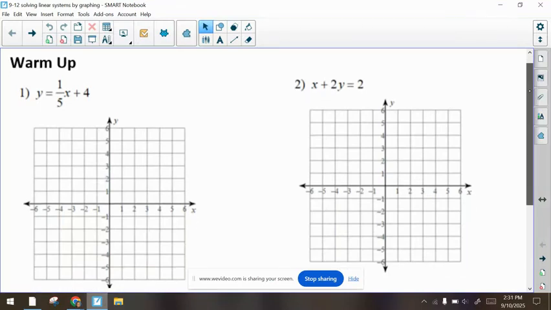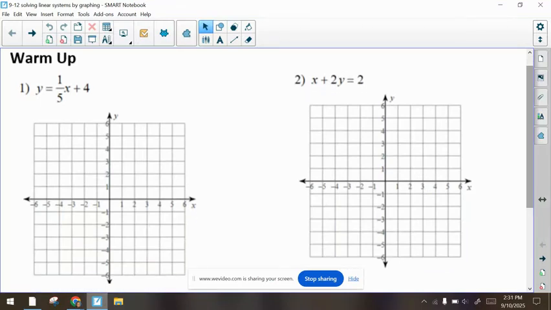For our notes today, we're going to take a look at solving linear systems by graphing. So in the warm-up, we're just going to review how to graph lines in slope-intercept form. The first one is already in slope-intercept form, where 1/5 is the slope, the y-intercept is 4. Number 2, we're going to have to rearrange and solve for y before we graph it.